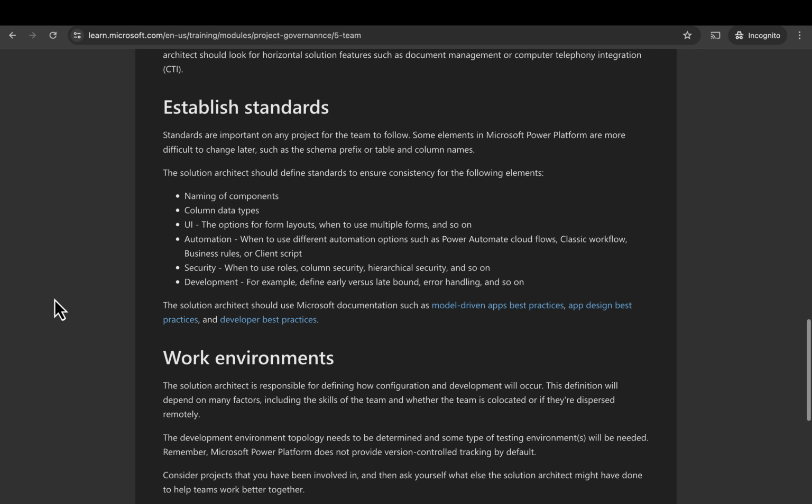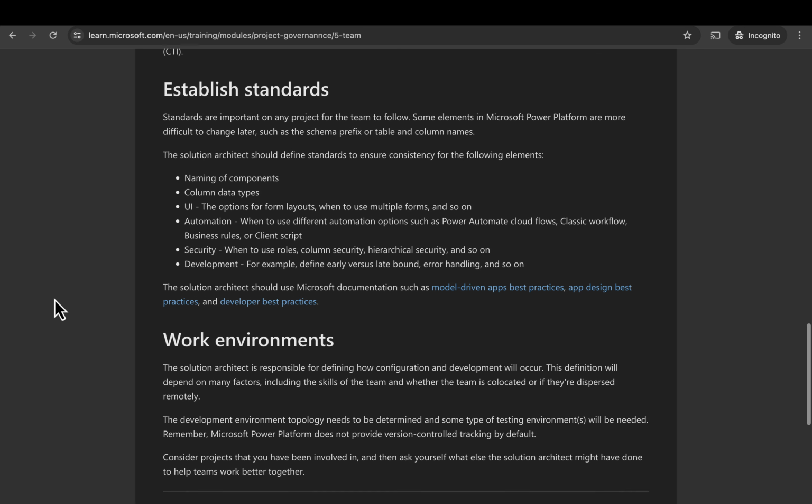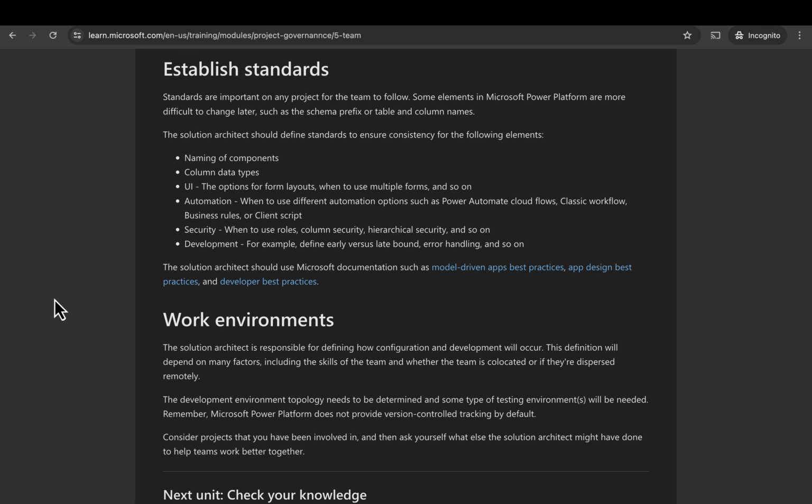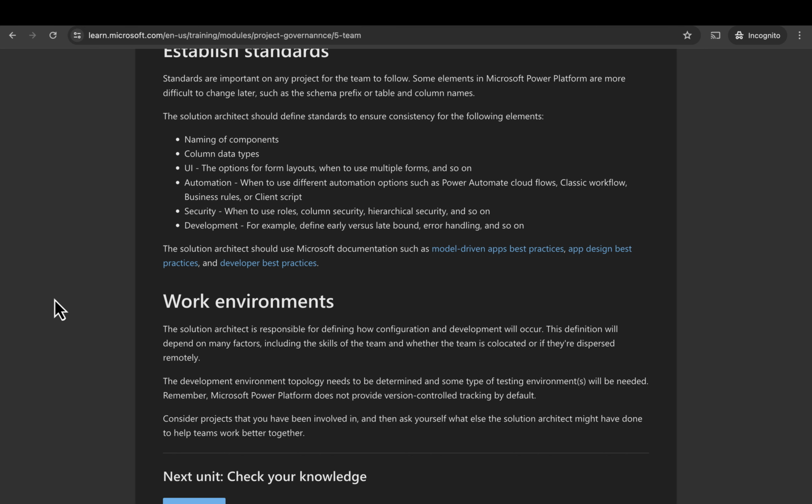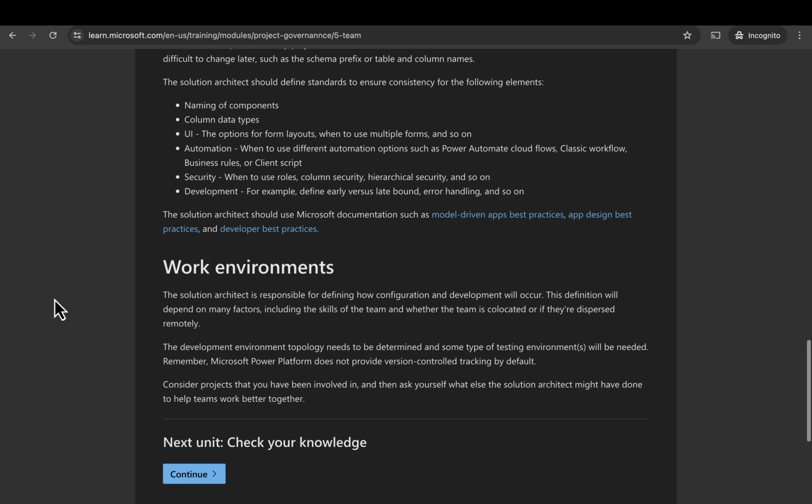Establish standards. Standards are important on any project for the team to follow. Some elements in Microsoft Power Platform are more difficult to change later, such as the schema prefix or table and column names. The solution architect should define standards to ensure consistency for the following elements. Naming of components, column data types, UI, the options for form layouts, when to use multiple forms and so on.